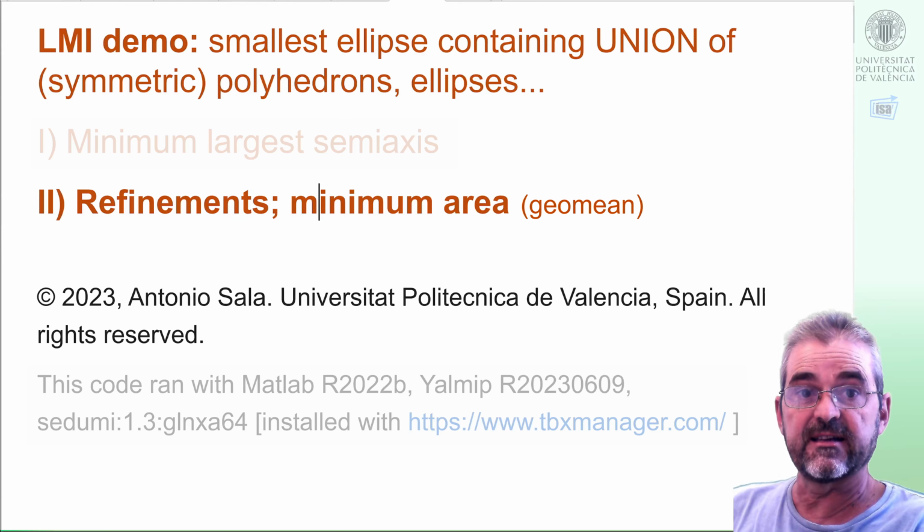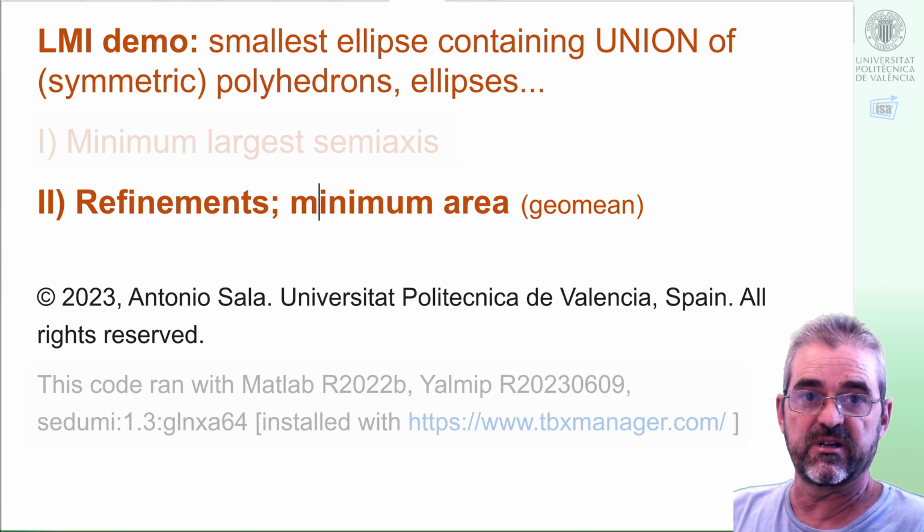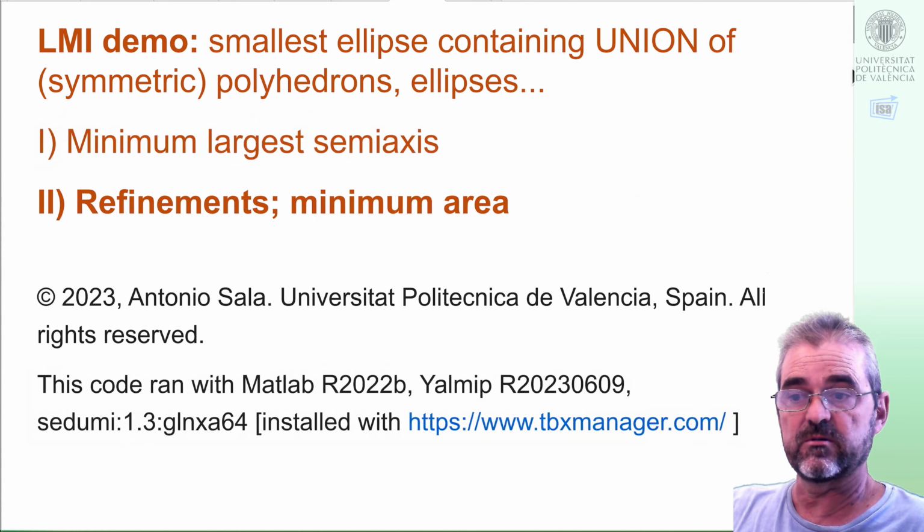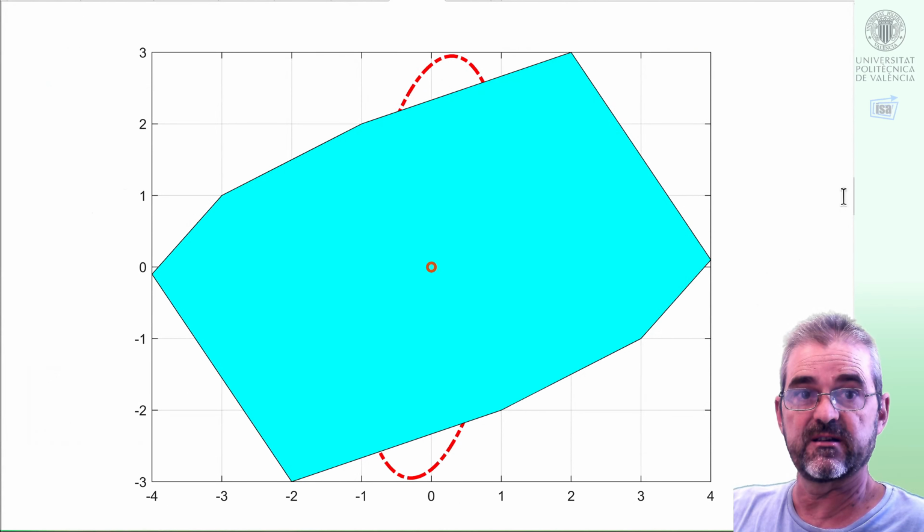Hi, I'm Sala, and in this video we are going to conclude the discussion on the demo of linear matrix inequalities, LMIs, applied to finding the smallest ellipse enclosing given polyhedra and other ellipse. The code would apply to higher dimensions with minor modifications, and the LMIs are a computationally efficient way of solving this kind of problems. So if we recall, we had this cyan polyhedra given by a list of vertices.